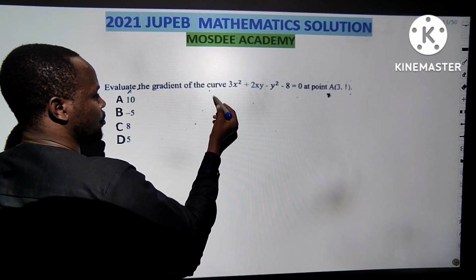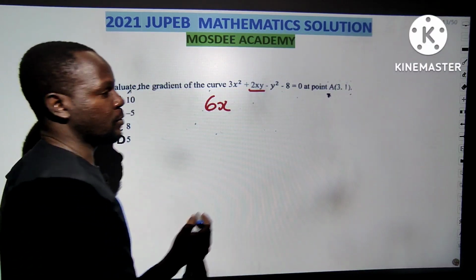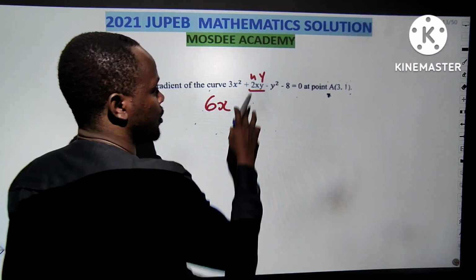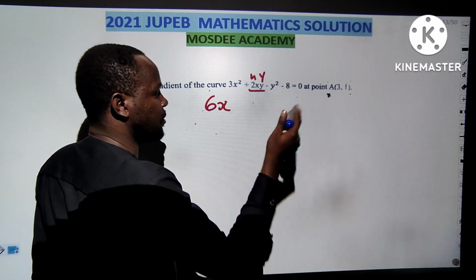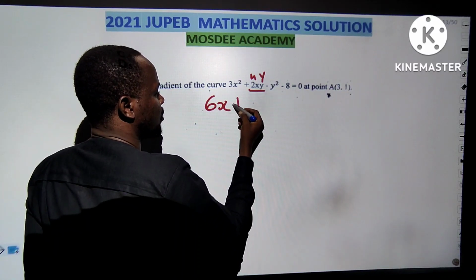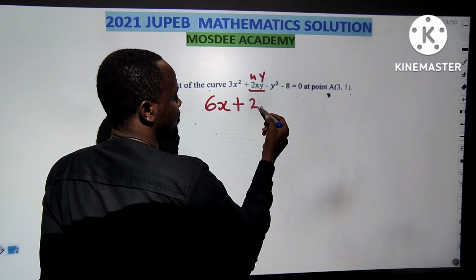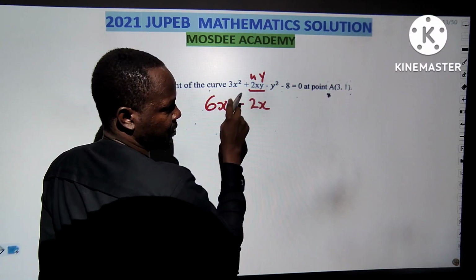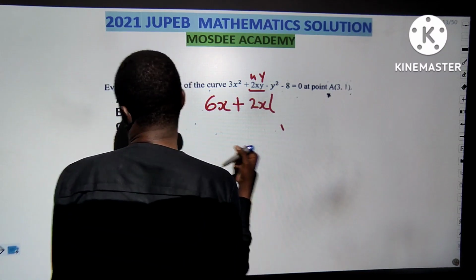That is 6x. I hope we can all do this. Then this is product rule. If you are doing product rule, you take this one as u, the other as v. So let's just be fast. So if this is u and the other one is v, so u dv dx, then v du dx, that is plus. If I say u dv dx, u is 2x. I differentiate this one. You can see if I differentiate y, I have to put the dy dx.